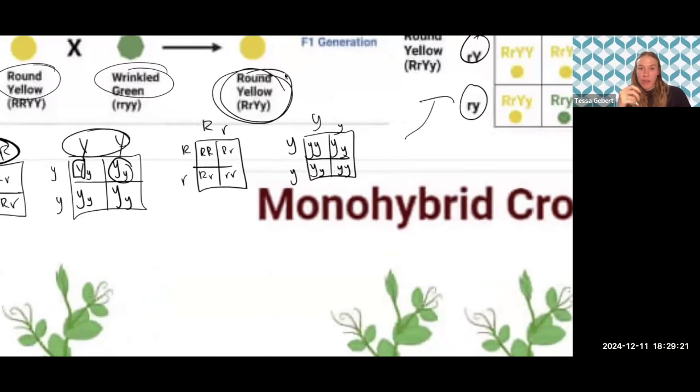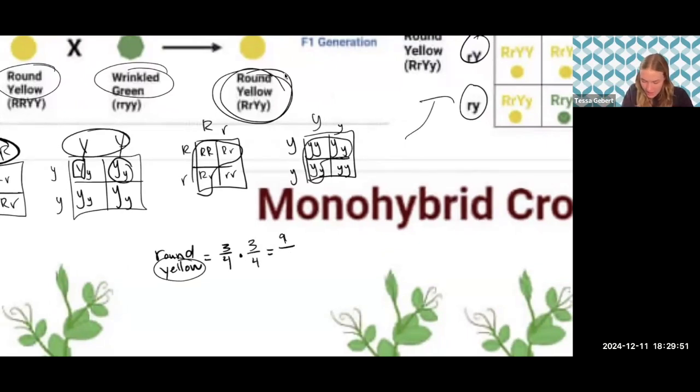So if I want to figure out how many are yellow and round, what I'm going to do is figure out how many are round. Well, these 3 out of 4 are round. So that is equal to 3/4. Then I multiply by how many are yellow. Well, these 3 are yellow. So that makes 9/16 are the totally dominant phenotype.